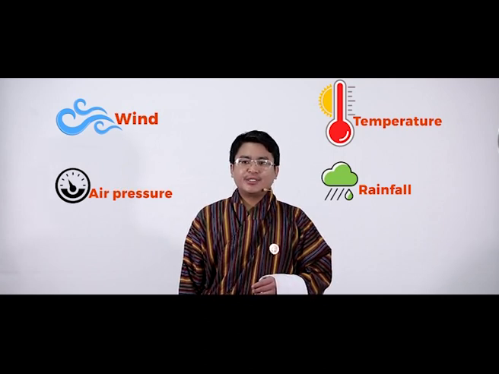So these are the elements of weather and climate. So under elements, now we have studied about wind, then we have studied about the temperature, then air pressure, and finally we have studied about rainfall. So these four are the elements, or we can say these four are the determinants of weather and climate.